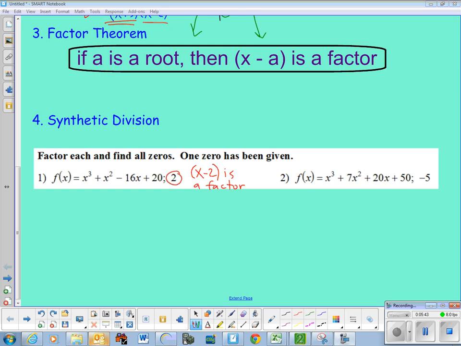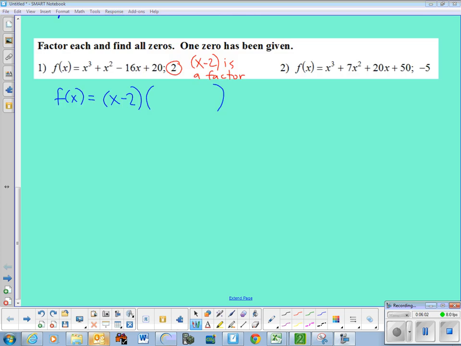I know that f of x, if I'm trying to factor it, equals x minus 2 times another factor. How do I know that? Because of the factor theorem. 2 is a 0, so x minus 2 is a factor. So how do we divide out that x minus 2 from that polynomial?